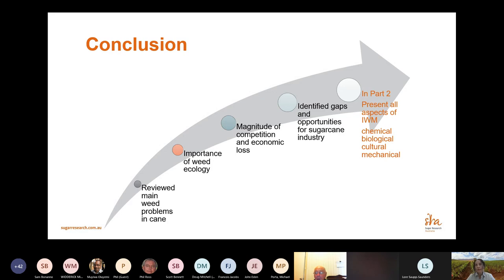And again, if you log in when we next invite you for part two, I'm going to present in part two all the aspects of integrated weed management and cover chemical control, biological control, cultural control, and mechanical control.